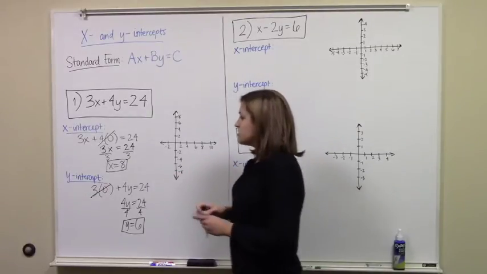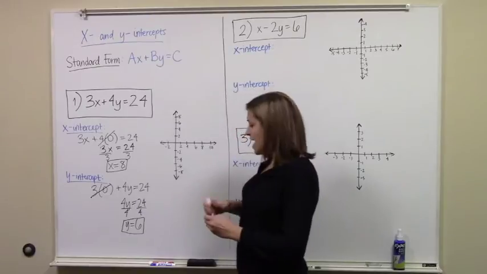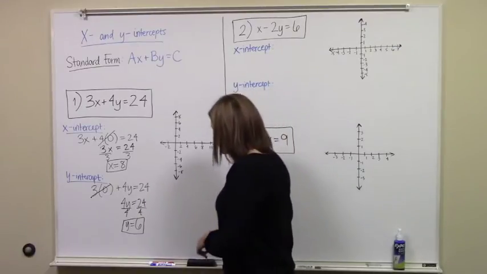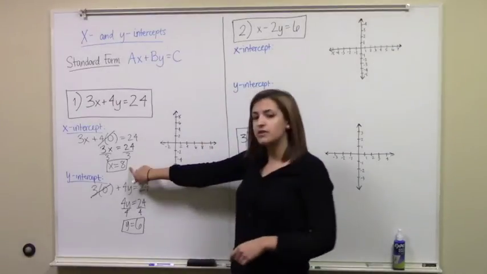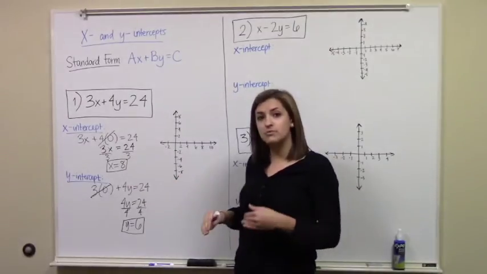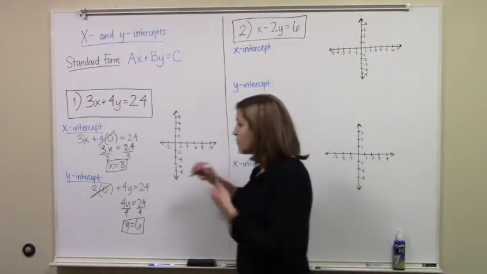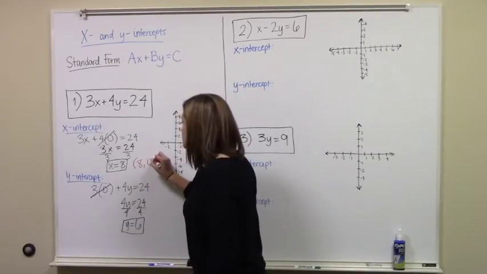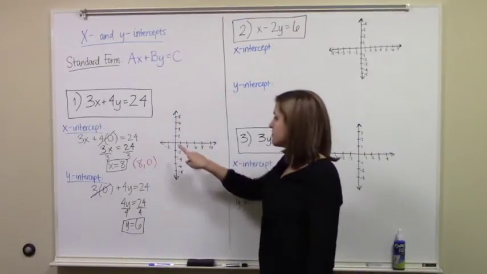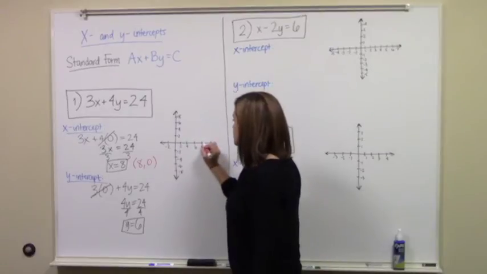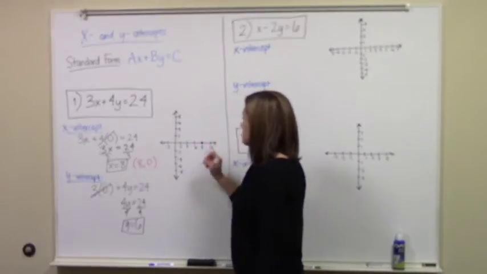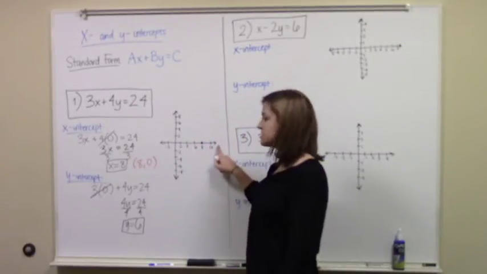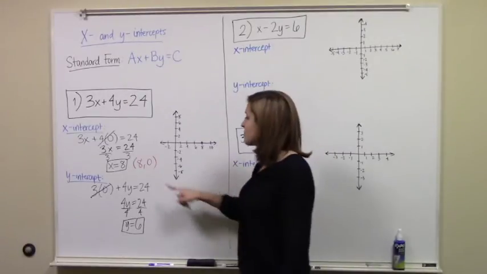So I'm going to locate x equals 8 on my graph. And remember, this is going to be the point where y equals 0. So our point itself is going to be 8, 0. So that on my graph looks like this over here. We can check ourselves and make sure that this is indeed on our x-axis.